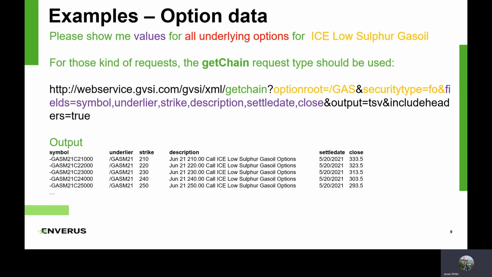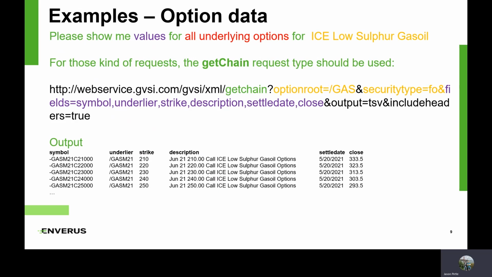Do we have any options traders out there? Okay, if you do, this is the slide for you. Please show me the values for all underlying options for the ICE low sulfur gas oil contract. For these kinds of requests, we have a request called get chain.